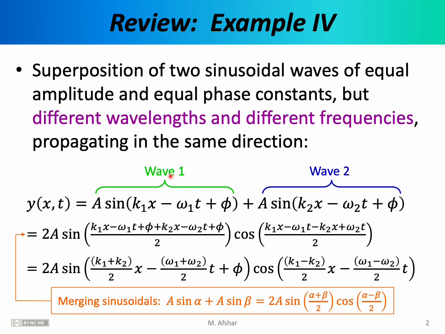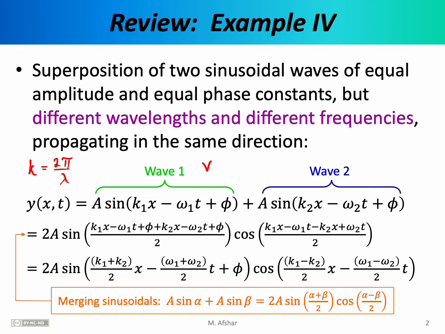So we have wave 1 and wave 2. Notice they have the same amplitudes, the same direction of propagation, and the same phase constants, but they have different wave numbers. So k1 and k2 are assumed to be different. And of course, remember that the wave number k is related to wavelength. So if the wave numbers are different, then the wavelengths are going to be different as well.